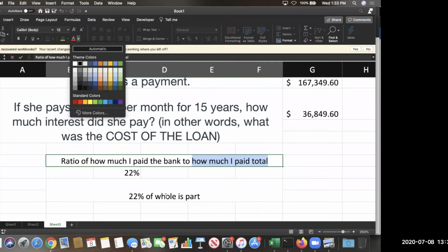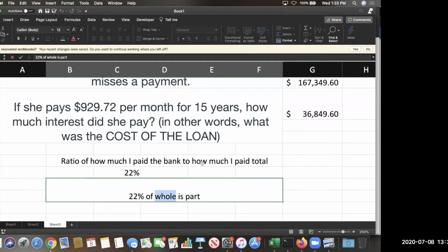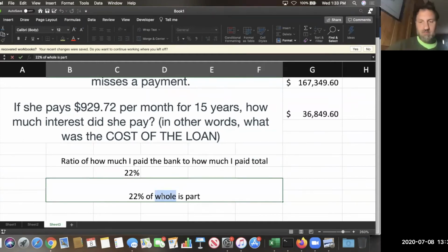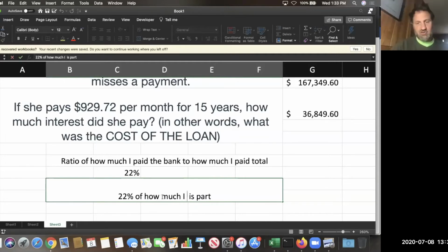167,349. Yes, but I want to say it in words because I don't want to just say three numbers. That's a true statement, but I want to describe and summarize what happened in this loan scenario. So I want to use the words that are after the to here. 22% of how much I paid is what? 22% is how much you paid to the bank. Right. 22% of how much I paid is what went to the bank.